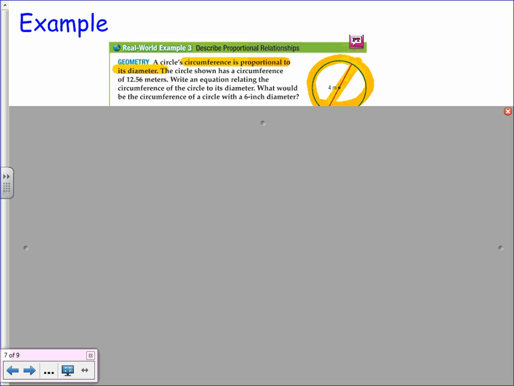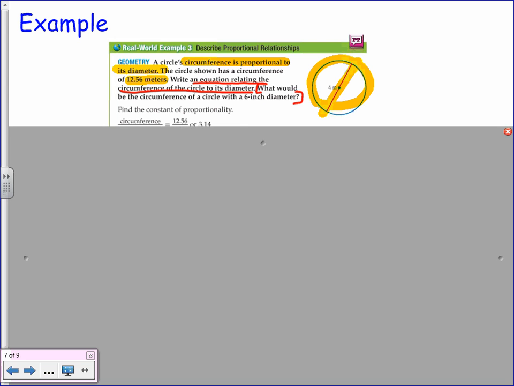The circle shown has a circumference of 12.56 meters. Write an equation relating the circumference of the circle to its diameter. What would be the circumference of a circle with a 6-inch diameter? Okay, so this is part 2 of the question. So we'll tackle that in a minute. So let's look at this one. Write an equation relating the circumference of the circle to its diameter. We're going to do that first.